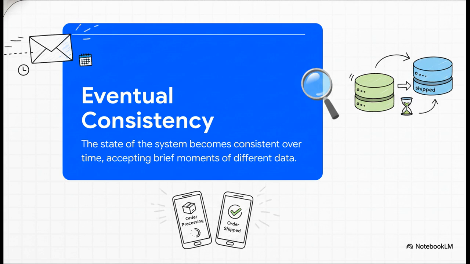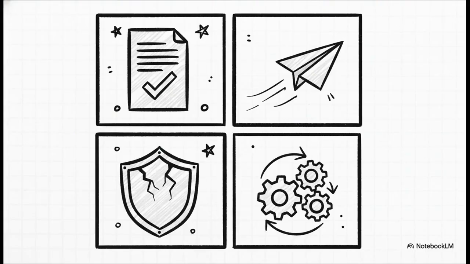And you know what? That's okay. It's actually how the real world works. When you mail a letter, it doesn't arrive instantly. The trick is to design your app to reflect this, maybe by showing "order processing" instead of pretending it shipped the second you click. So it really all boils down to these 4 principles.